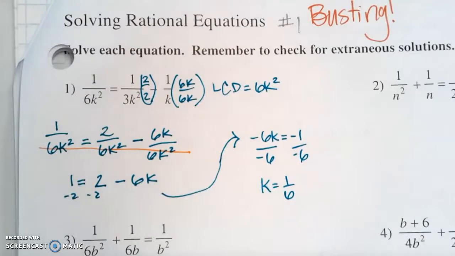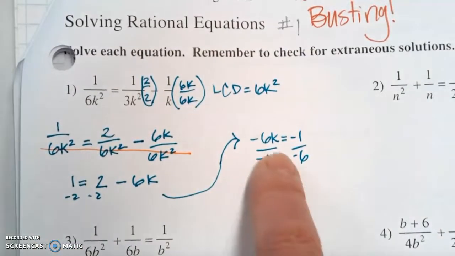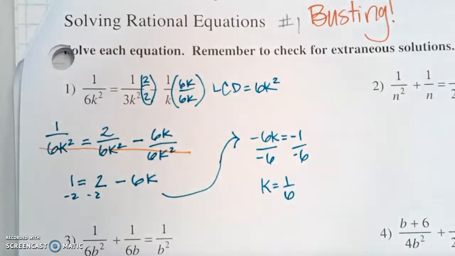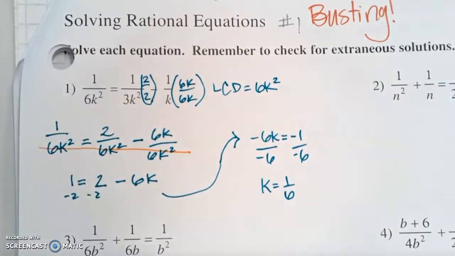This is where our fraction busting comes in. Now, since we have all the same denominator, we can use the fraction busting shortcut, and we just eliminate the denominators and set the numerators up as an equation. And then it looks like a super easy pre-algebra problem, right? We just subtract 2 from both sides, which gets us negative 6k equals negative 1. Divide both sides by the negative 6. And that simplifies to 1/6.